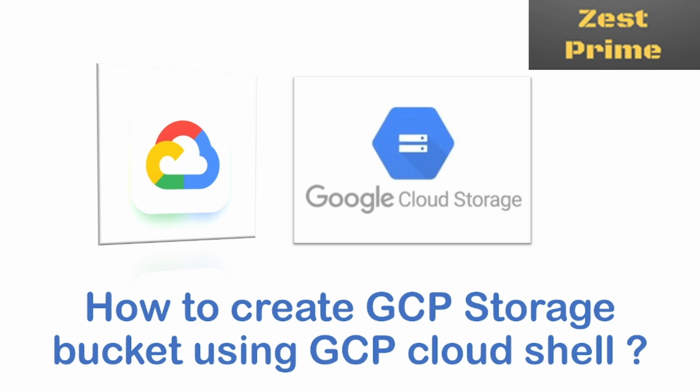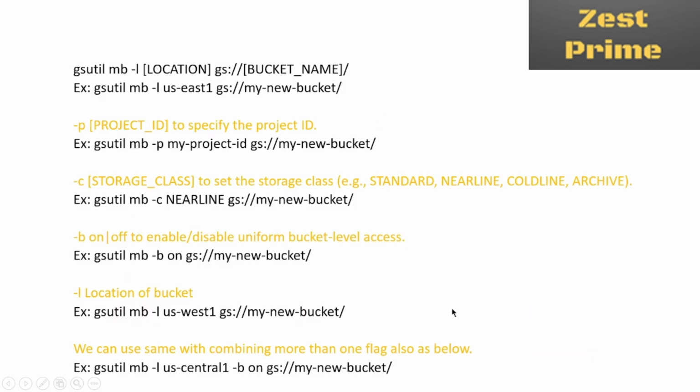So let's get started. Before starting, we will see the different ways to create a bucket and what options are possible. This is the basic syntax. We have to use the gsutil command and mb, followed by different options. Hyphen l means you can give the location where you want to create the bucket.